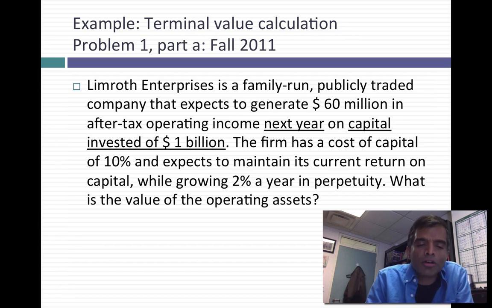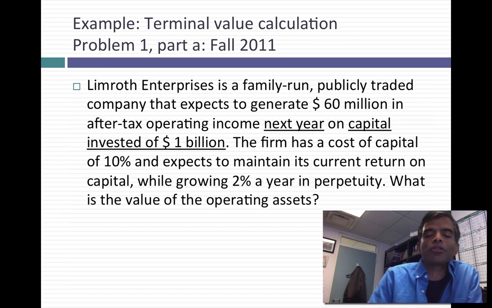The firm has a cost of capital of 10% and expects to maintain its current return on capital while growing 2% a year in perpetuity. What is the value of the operating assets? I've given you the growth. I've given you the cost of capital. I've given you the after-tax operating income. The only thing I haven't given you is how much they will need to reinvest next year, but I've given you the clues on how to compute that.